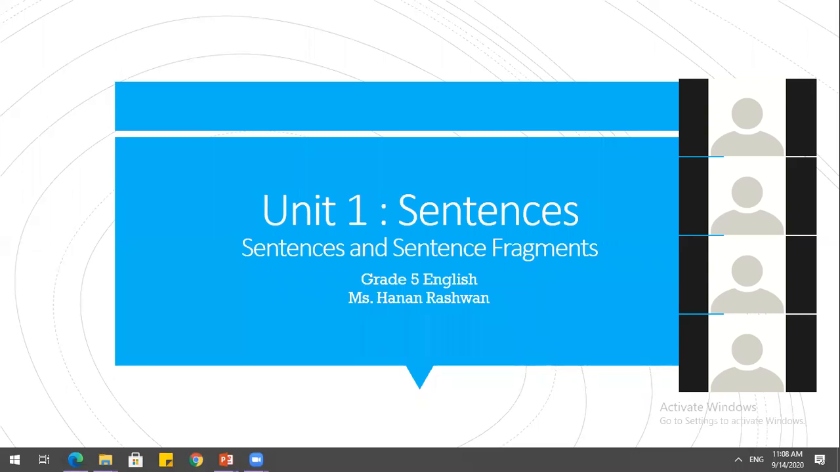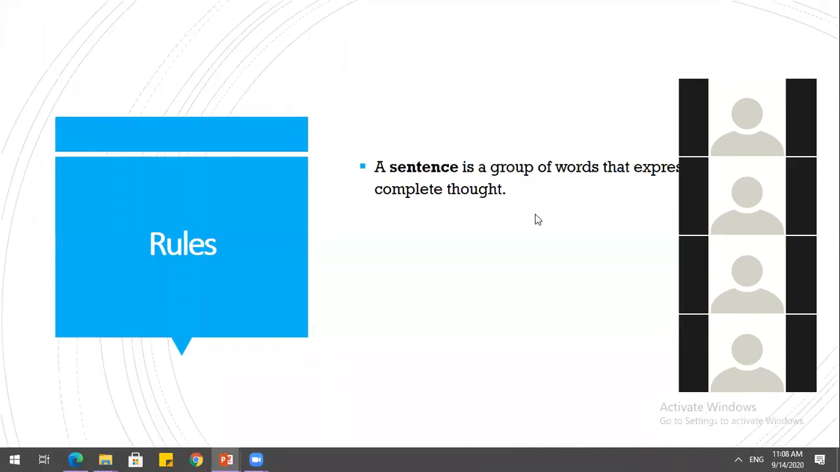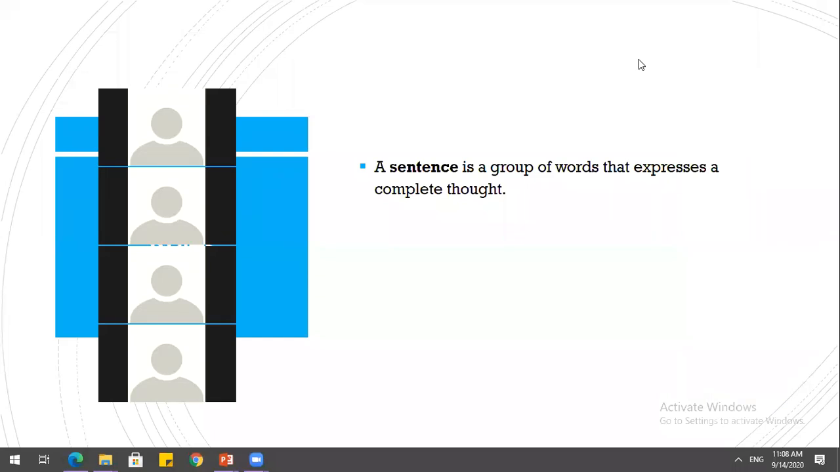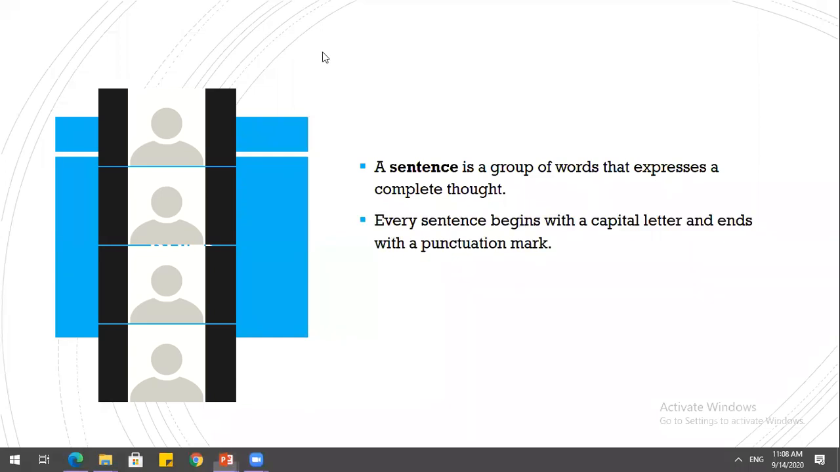All right, so who wants to read? Please raise your hand on the screen. I have here Amr raising his hand. Amr, would you like to read for us? Yes, miss. A sentence is a group of words that expresses a complete thought. Excellent. Every sentence begins with a capital letter and ends with a punctuation mark. Excellent. Thank you very much. So a sentence expresses a complete thought and begins with a capital letter and ends with a punctuation mark.